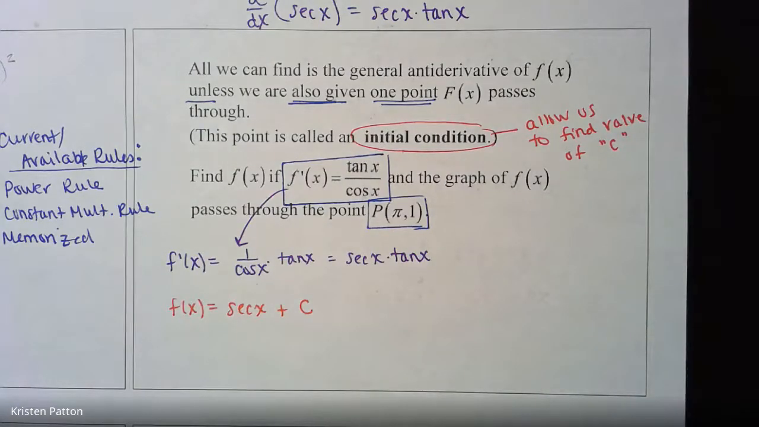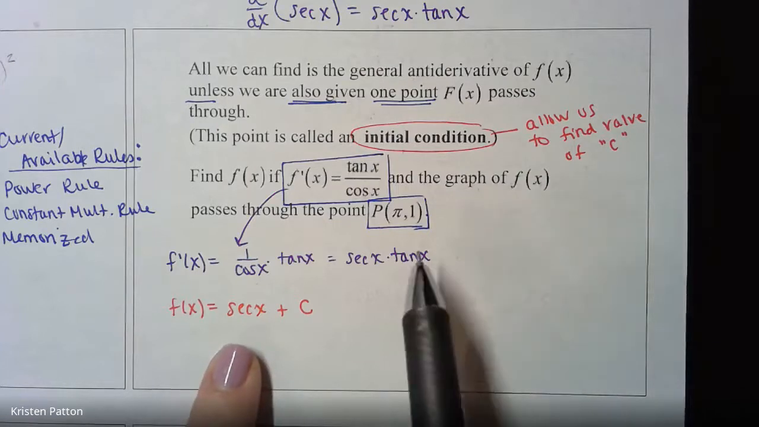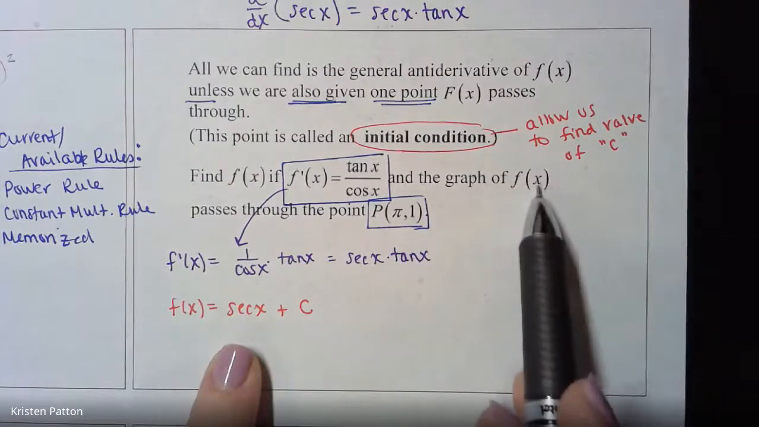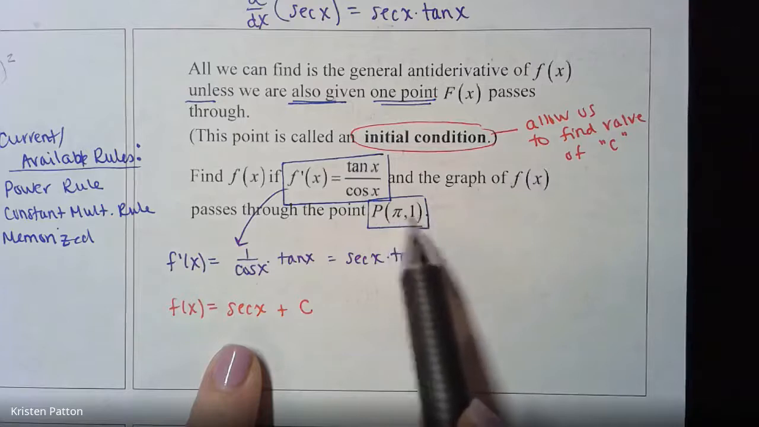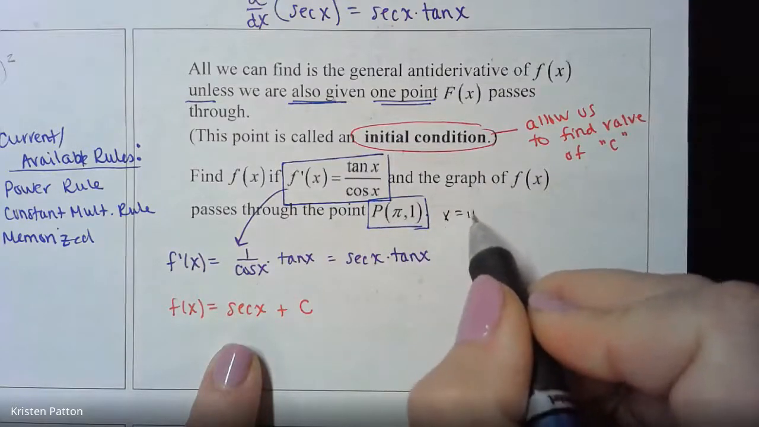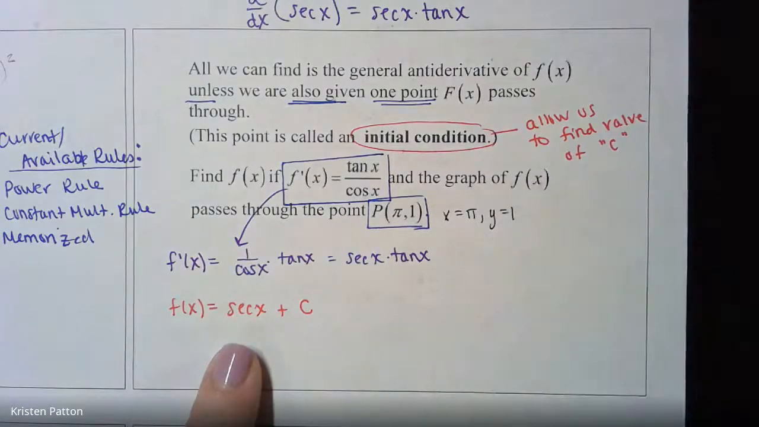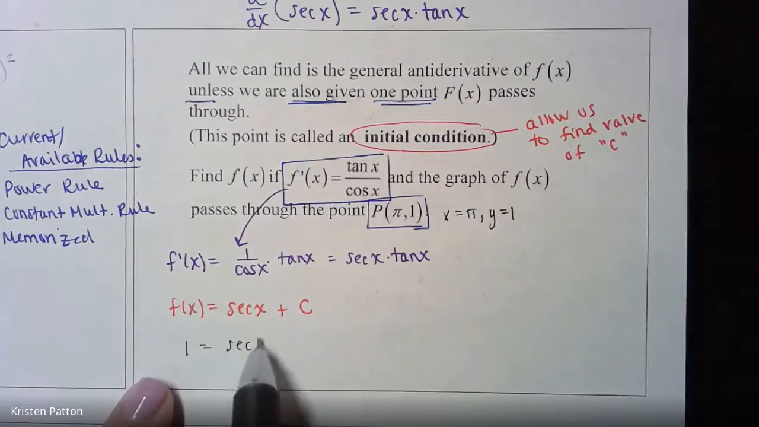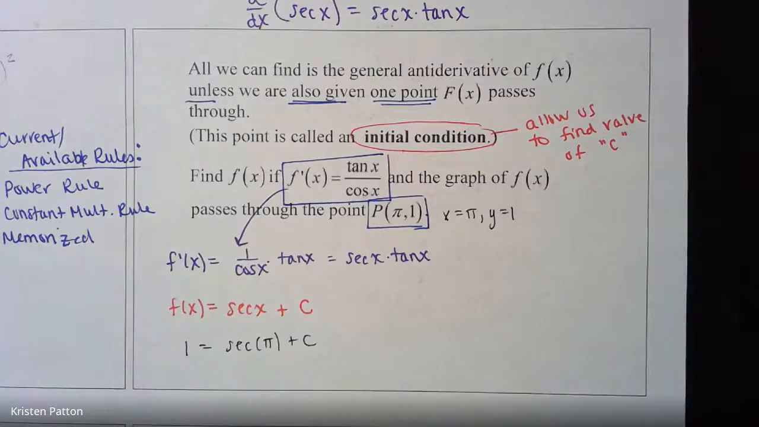Don't ever forget the plus C. I know it's going to be something that we forget all the time, especially today, because it's so new. So this is the general antiderivative. But they also told us that on the original function, we're going to pass through this point. They're telling me when x is pi, y is 1. Let's go plug that in. Y is 1 when x is pi. I'm going to be able to find C.